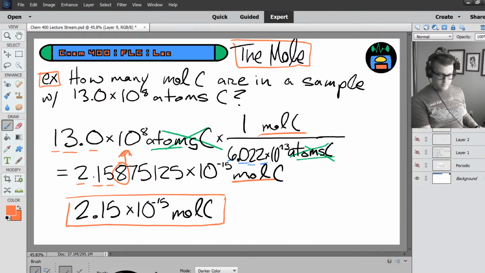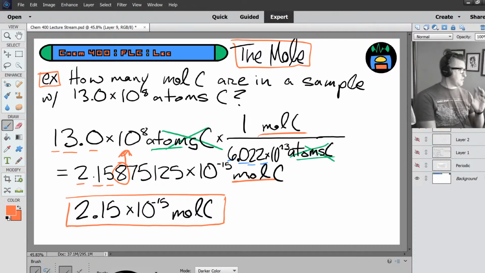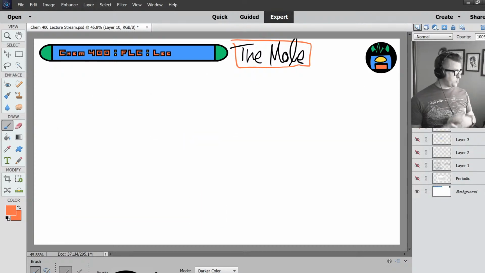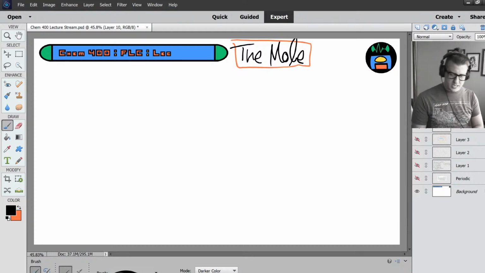All right, now those were two warm-up examples, but they really do not highlight why moles are important in a chemical context. Okay, so why are moles important? Here's why.